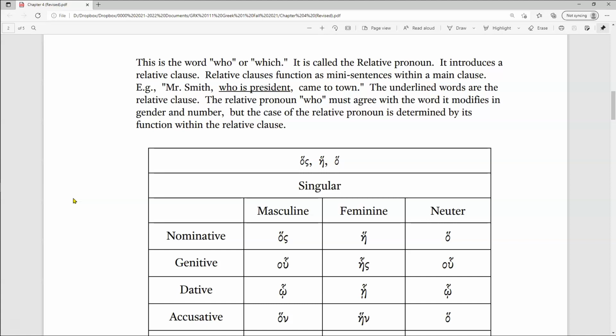Right? So subject or predicate nominative, the of case, the to or for case, and then the direct object case, which is what receives the action of the verb. And that's how you remember it.